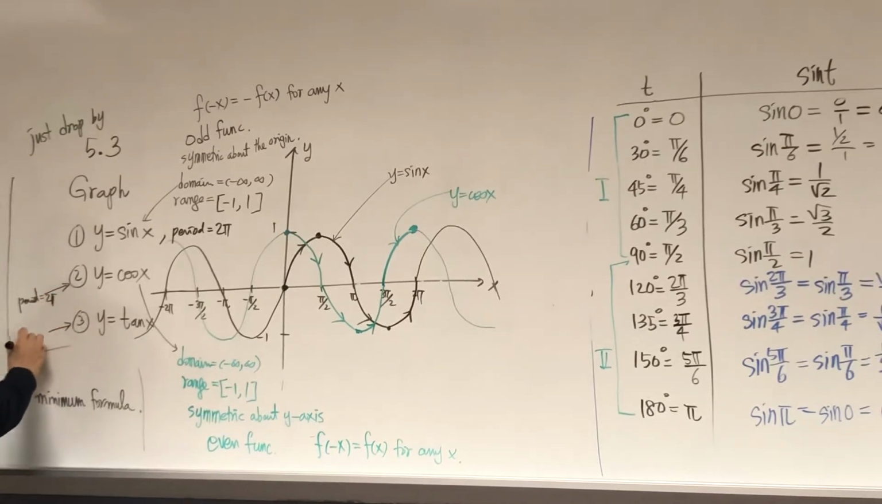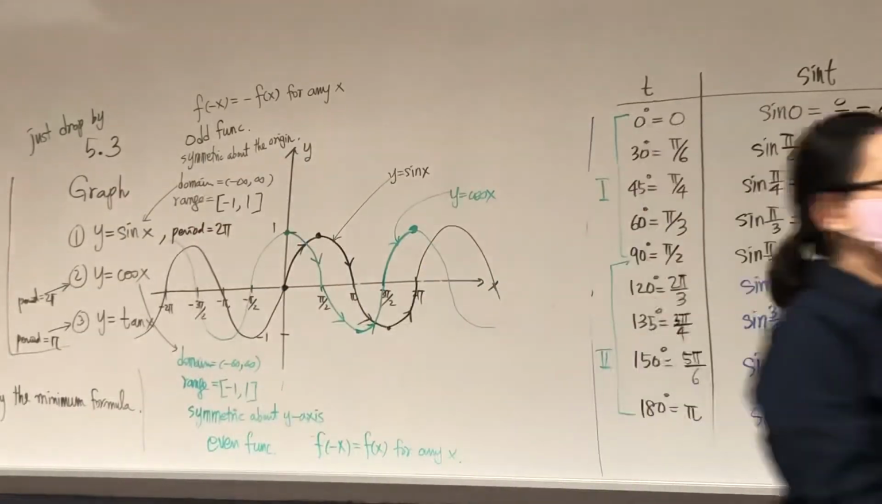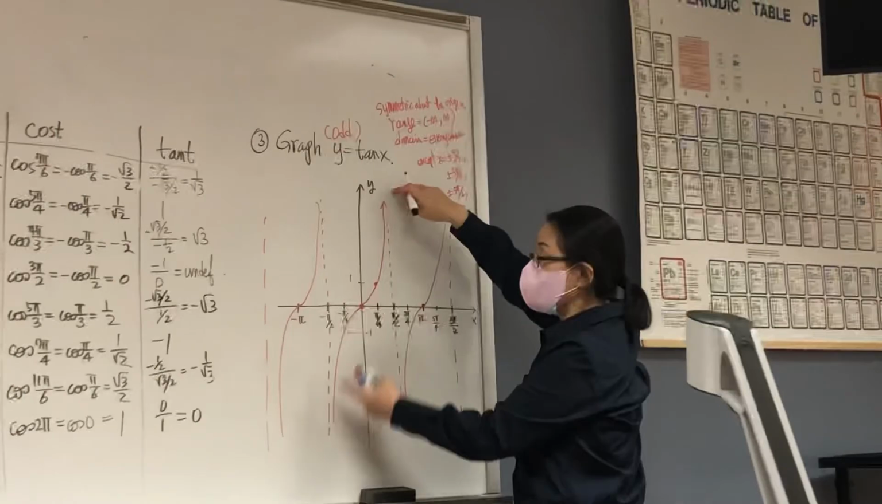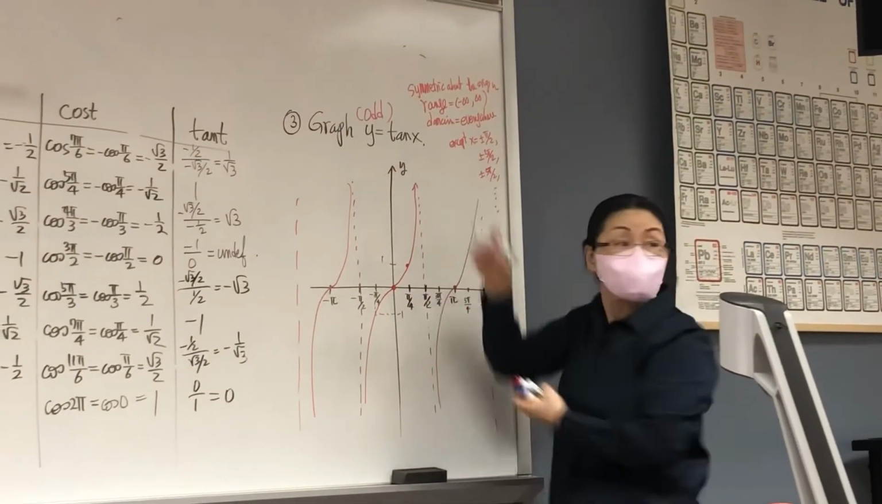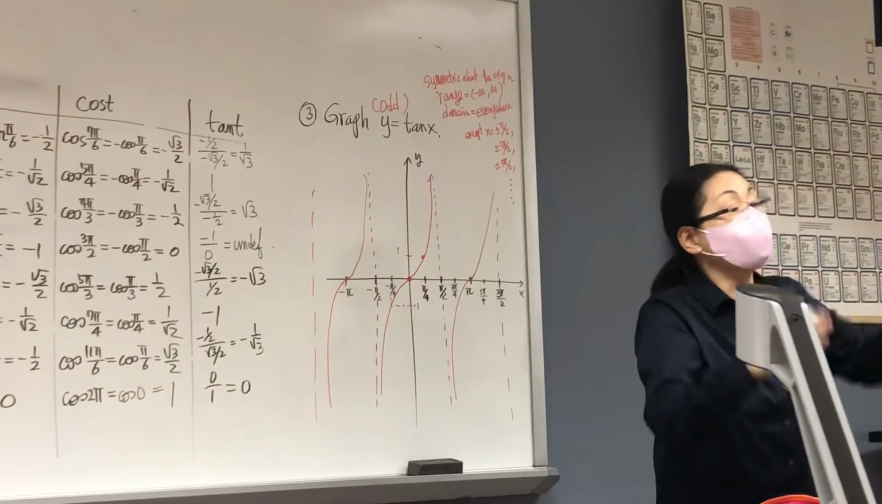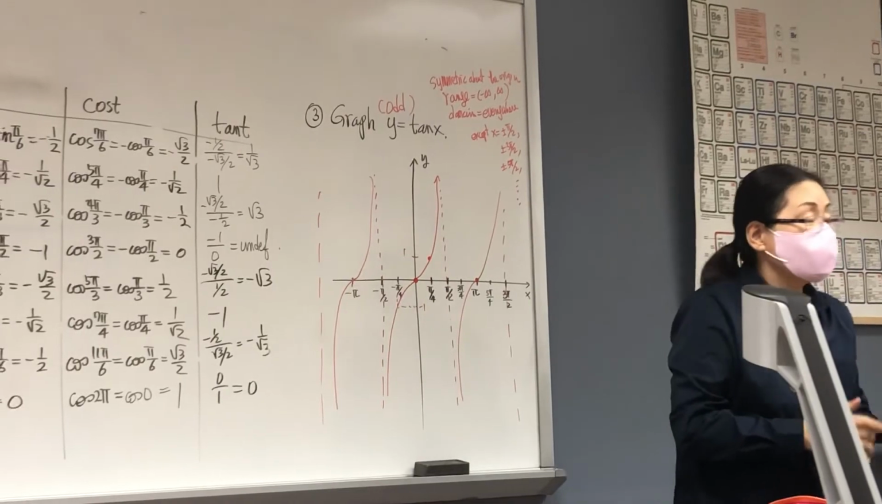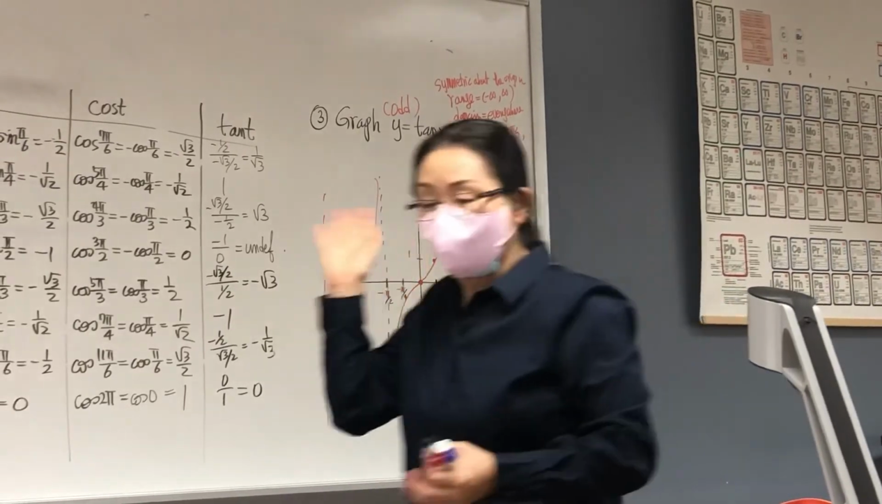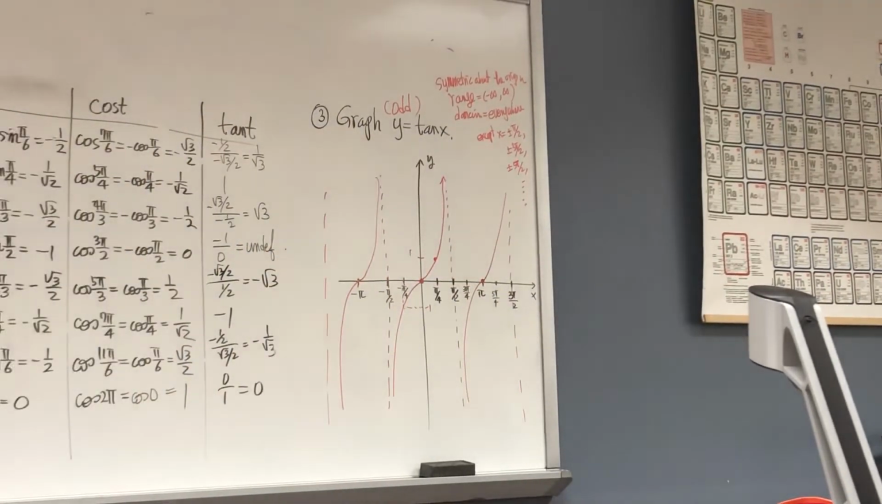Because this one is repeating again and again. How long does it take for one cycle? From negative pi over 2 to pi over 2, right? So your period is pi. Of course, I will do this again later, but that's the important thing.